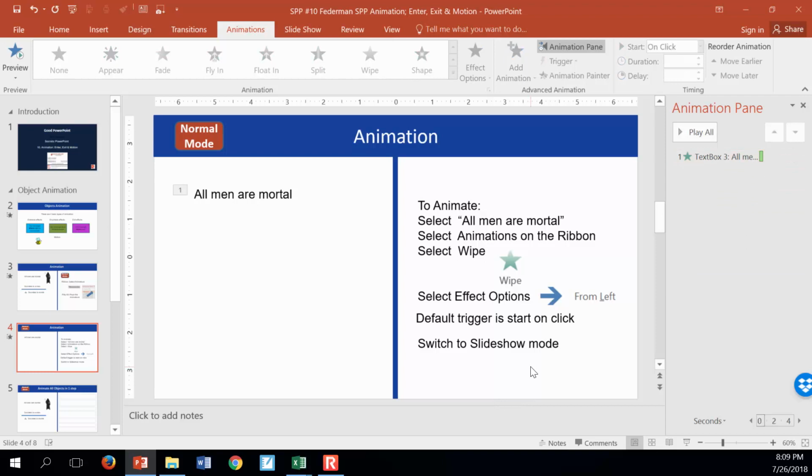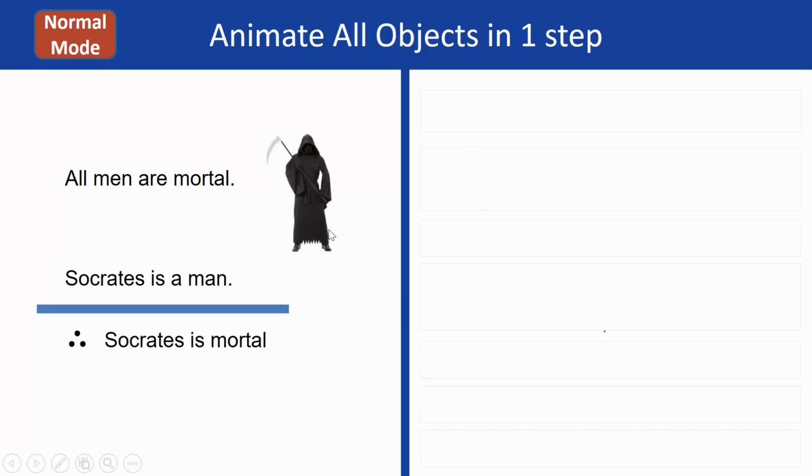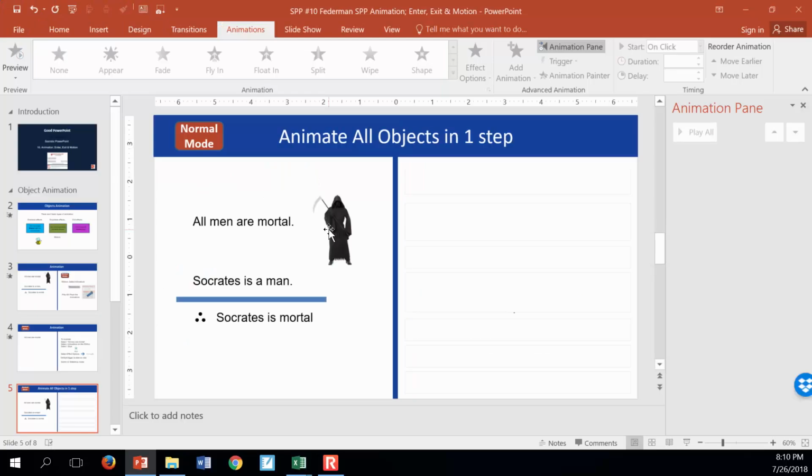Now let's switch to slideshow mode and see what we did. I'm now in slideshow mode, and if I click again, I execute that first animation. All right, let's go back into normal mode. So we have here no animations.